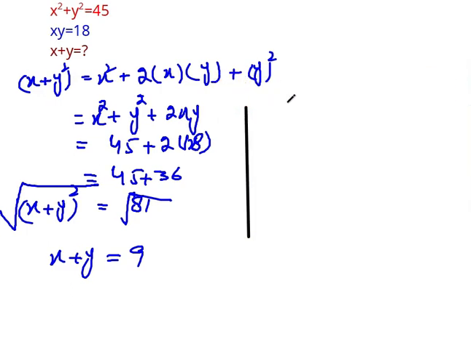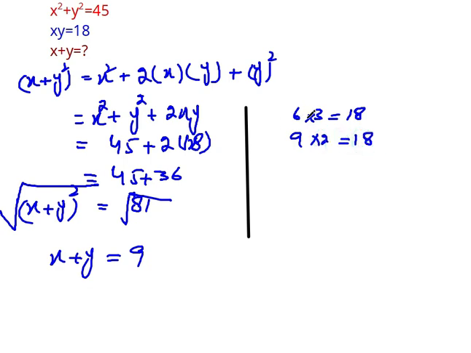Let's see how we can do that. As we know, in the question we have the xy value. We can factorize this value. 6 multiplied by 3 is equal to 18. Another option is 9 multiplied by 2, which is equal to 18.